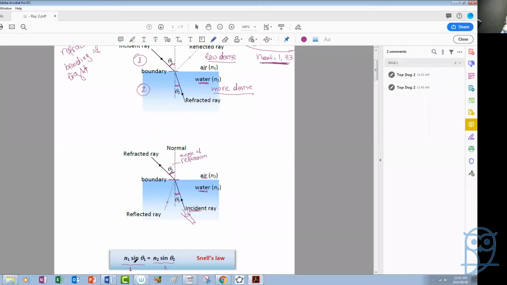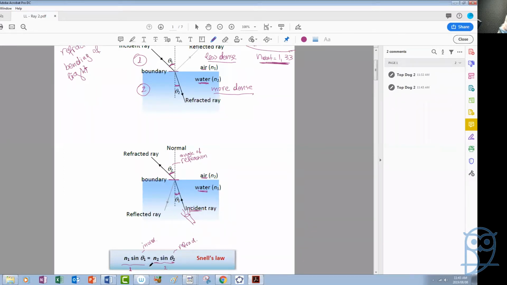On the left-hand side, we have the index of refraction of medium 1 times the sine of the angle theta 1. Theta 1 is the angle of incidence. On the other side of the equation, on the right, we have the particulars of medium 2: the index of refraction of the second medium times the sine of the angle theta 2, which is the angle the light forms in the second medium, the angle of refraction.